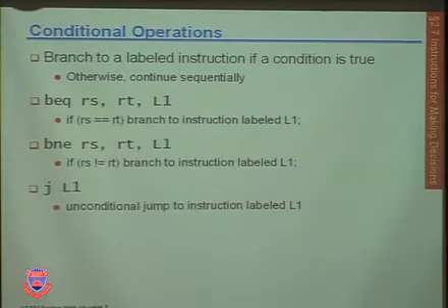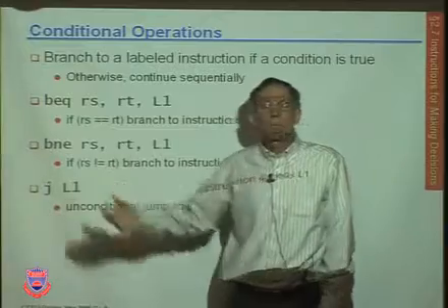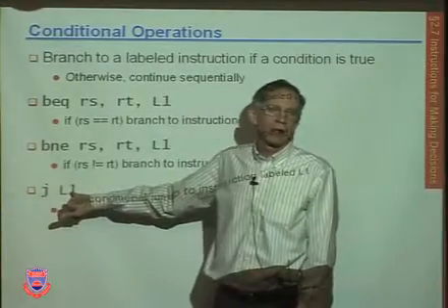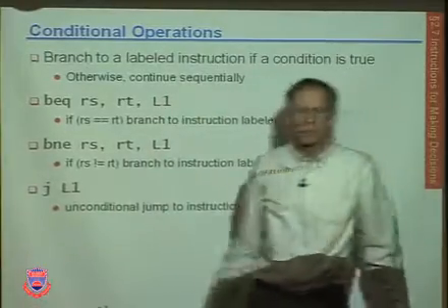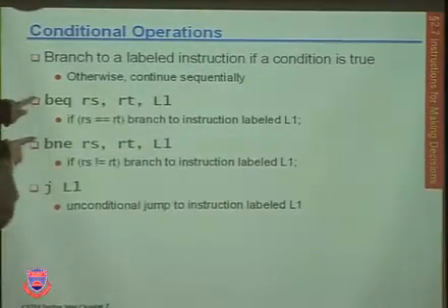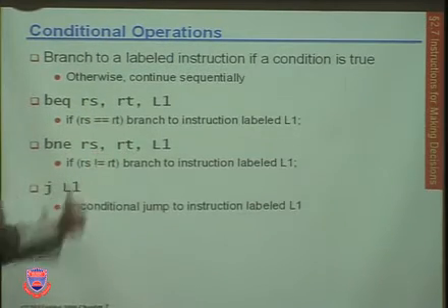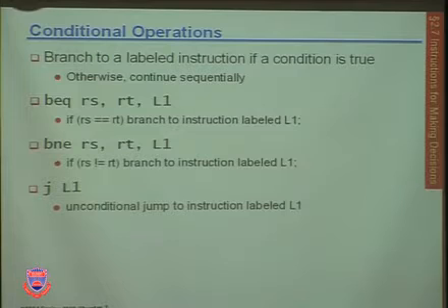And then there's a branch which is unconditional. It's labeled with J, it's a jump. Generally the word jump means unconditional branch, which means from here, go to L1. Always. Not splitting, but just from here, change control and go to L1. So we have an unconditional branch and two conditional branches. One based on equality of operands, one based on inequality of operands. Are there any questions about these?